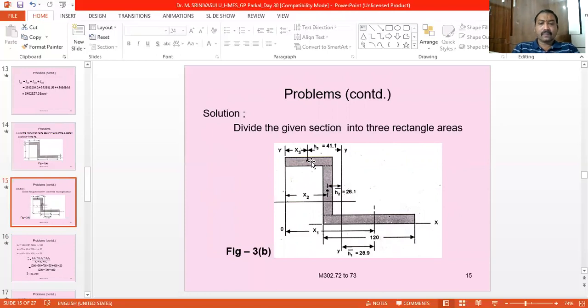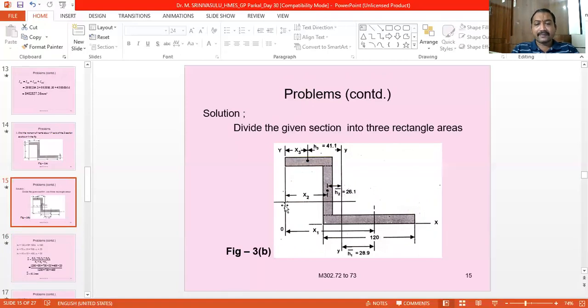Now we have to find out x1, x2, x3. For this we have to define the reference axis. Generally the bottommost edge is the reference for the x-axis, and the leftmost edge is the reference for the y-axis. So the leftmost edge is the zero point, and we have to take all distances from this point.